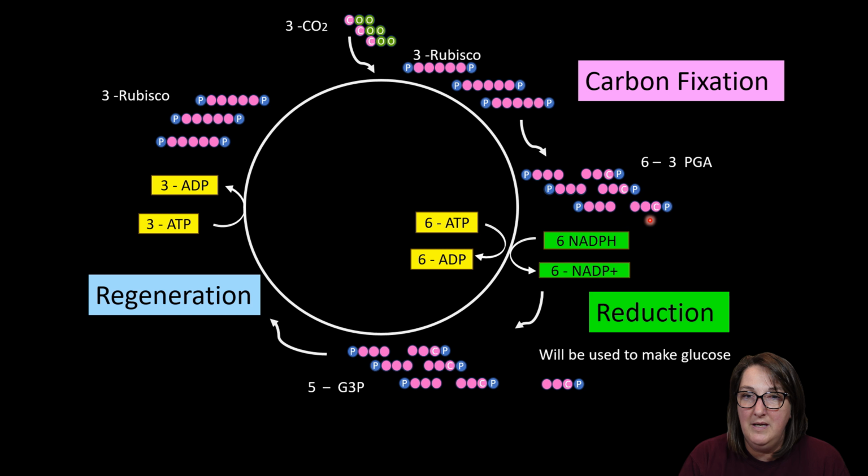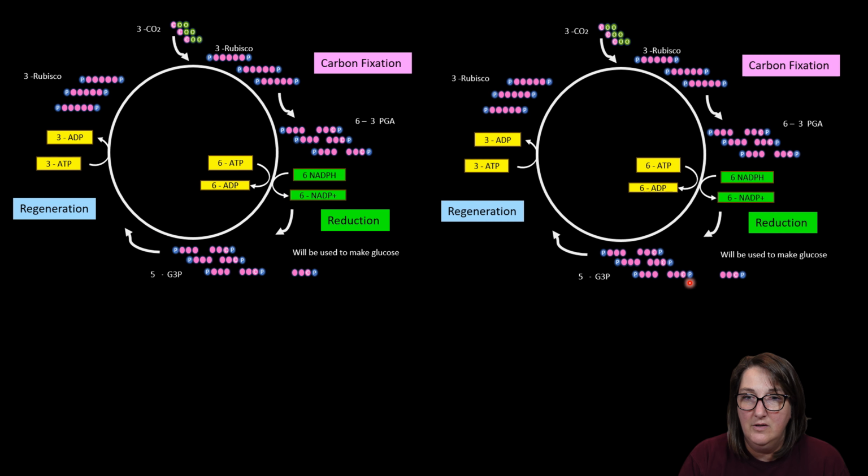This 3-PGA is going to be reduced. Electrons are being added to it. Out of those 6, 1 will be pulled out. The other 5 will be regenerated back into Rubisco with the help of ATP. ATP is going to give it the energy it needs to reorganize into 3 5 carbon molecules. So the second set of carbon is now going to give me enough to make 1 glucose molecule.